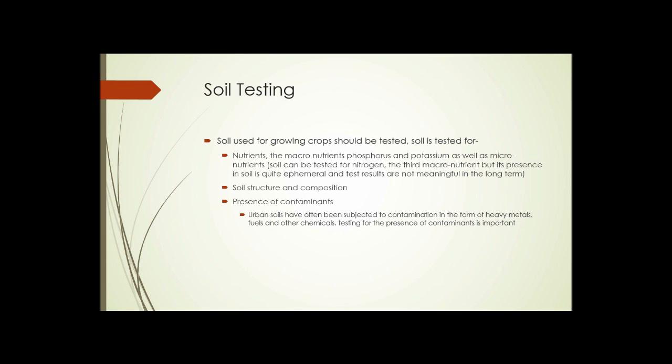And then finally, soil can be tested for the presence of contaminants in the forms of heavy metals or fuels, gasoline, oil, diesel, that sort of thing, and other chemicals. And in urban environments, testing for the presence of contaminants is an important thing, particularly if it's possible that the site could have been a brownfield. Again, we'll talk more about brownfields in a moment.